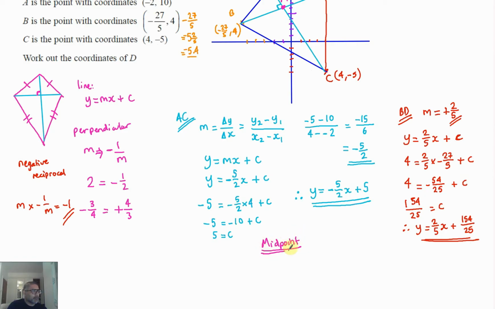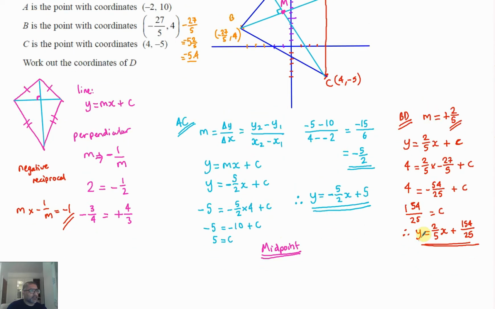So the midpoint is when those two graphs are equal to each other. If that's y equals 2/5 x plus 154 over 25, and this is y equals, again, because the y coordinate there is the same for both, I can basically equate them. I can put them both equal to each other, which sets me up an equation that I can solve and work out my x coordinate for the midpoint.